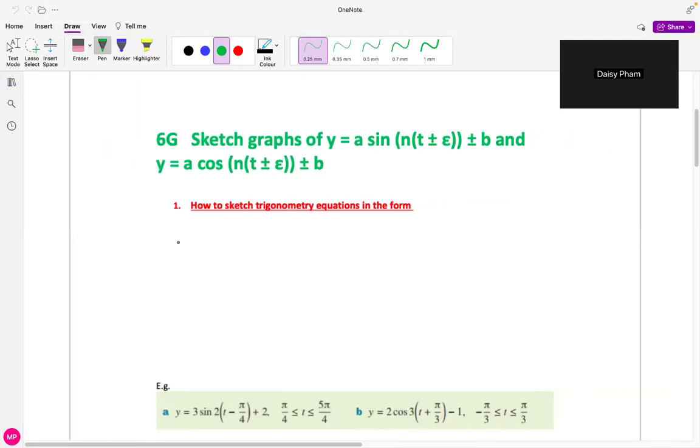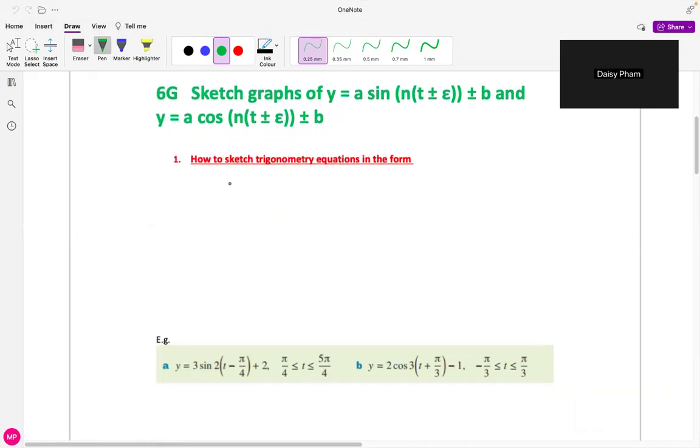Hi everyone. Welcome back. Today we're going to talk about sketching sine cos graphs, and this time we have all types of transformation, which is you can see the dilations, the translation left and right, up and down, and we're going to consider a reflection as well. Okay, so let's get started.